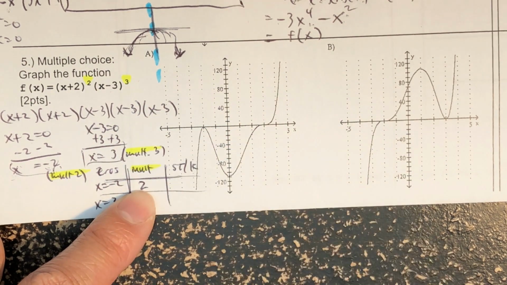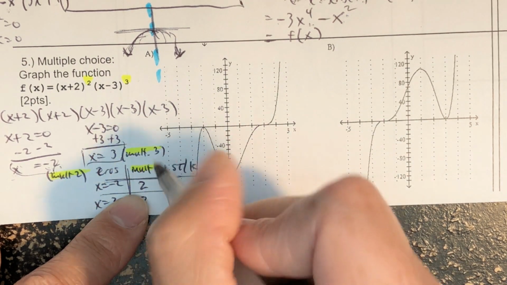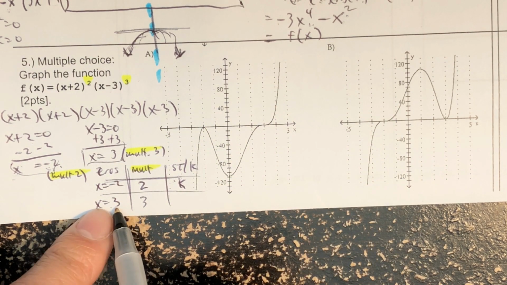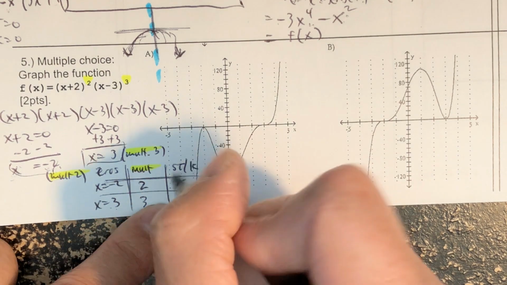Shoot through or kiss? Well, evens. This is an even number. You're going to kiss. And then this one, you're going to shoot through.